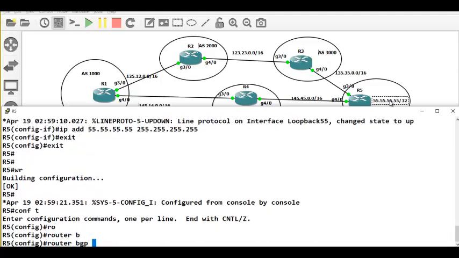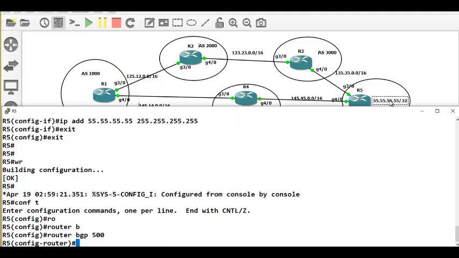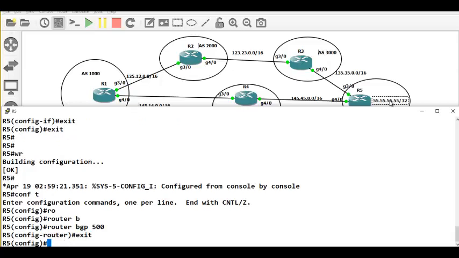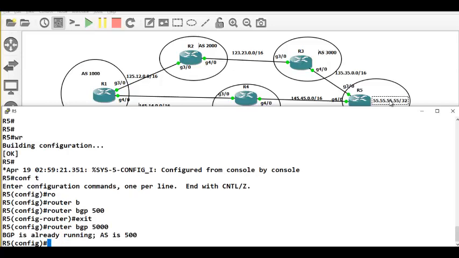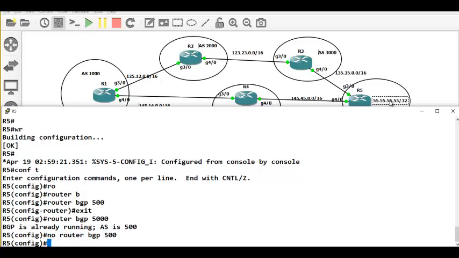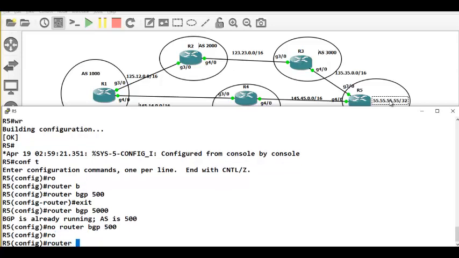Router BGP 5000. No, not 500. See, I made a mistake. But I'm trying to put 5000. See what happens. It says BGP is already running for 500. Meaning you cannot have more than one BGP. So let me remove the old one.